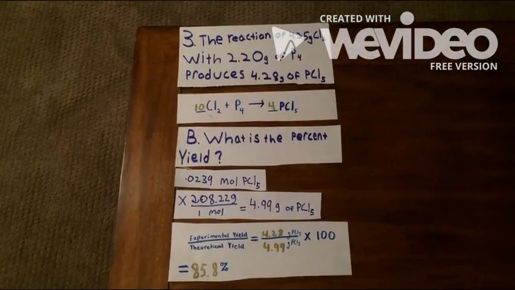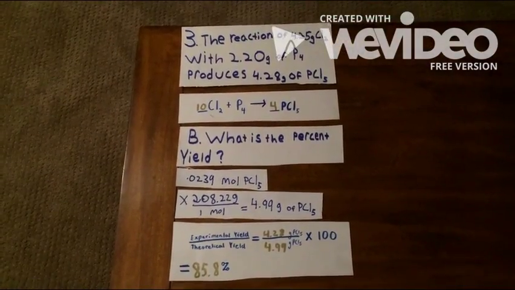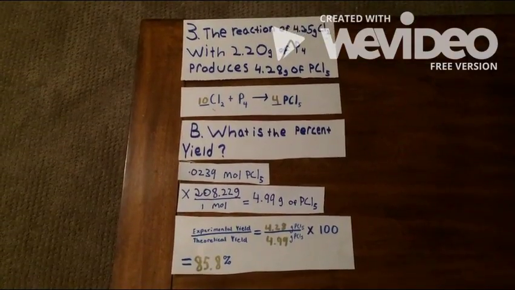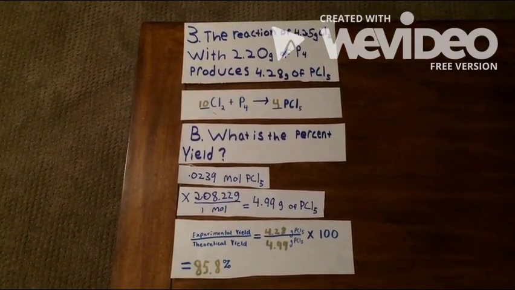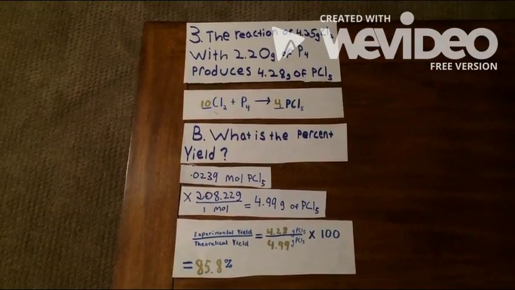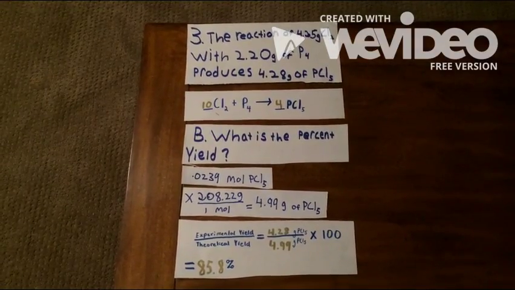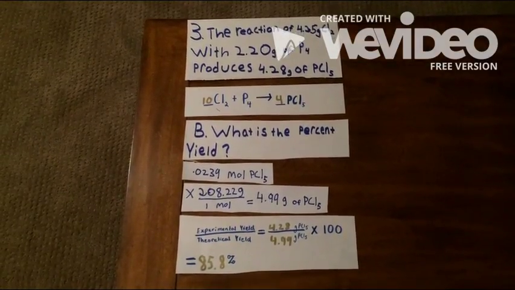The experimental yield given to us is 4.28 grams. Our theoretical yield was 4.99 grams. So we take 4.28 divided by 4.99 and multiply that by 100 to turn it into percent, which equals 85.8%.